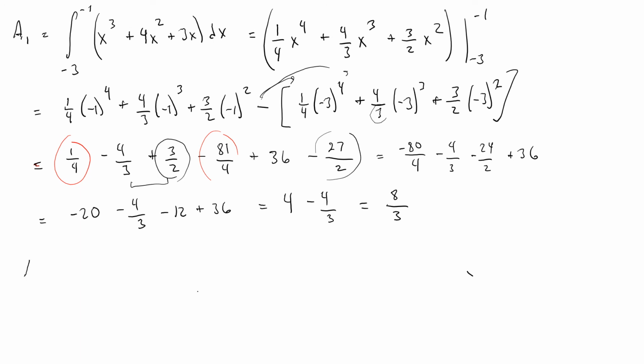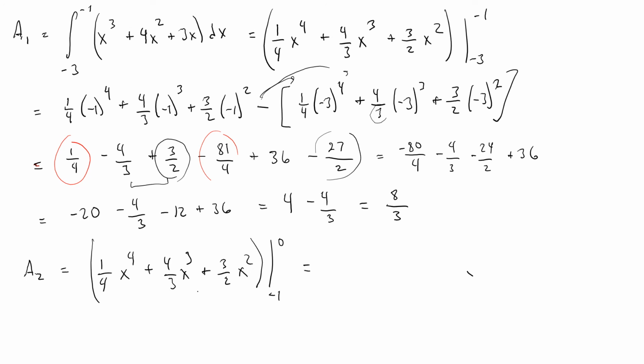Now I still have to do A2, but we don't need to integrate again, right? We already integrated once, and we got 1/4 x to the 4th plus 4/3 x cubed plus 3/2 x squared. But now we need to evaluate this from -1 to 0. If you remember from the last slide on this sketch, we're integrating from -1 to 0 to get A2. And this should be a negative answer.